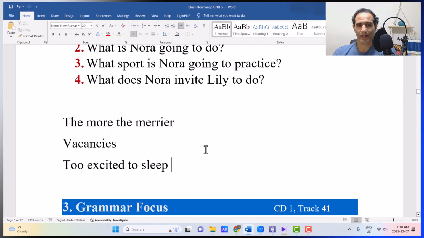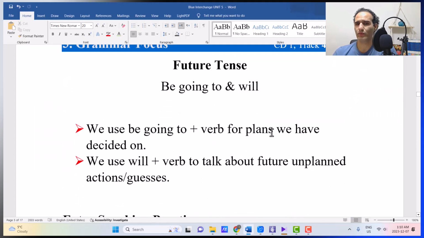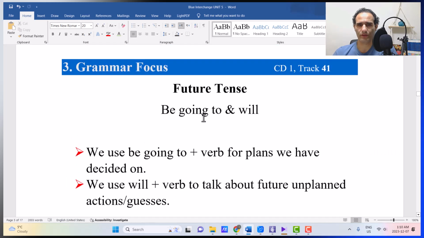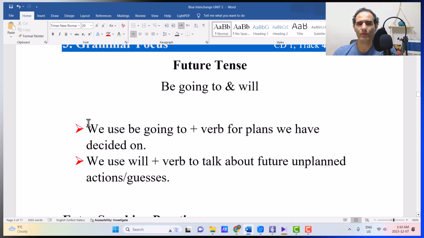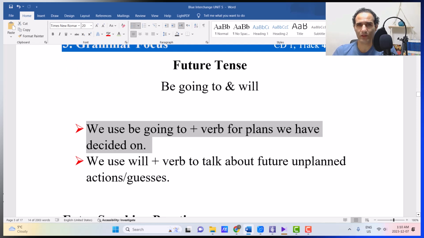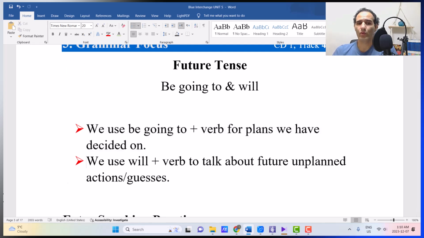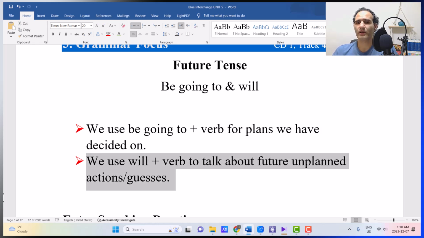I have some points for you here. Future: be going to and will. We use be going to plus verb to talk about plans that we have decided on. Will plus verb to talk about future unplanned actions or about guesses. And as I told you, it is also used for quick decisions.